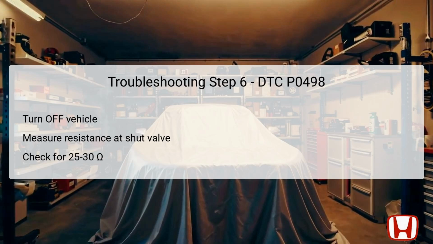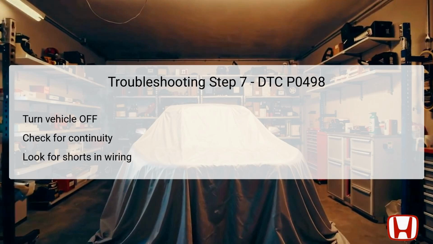If the resistance falls within this range, it confirms that the valve itself is functioning correctly, and the technician can move to the next diagnostic step. Failure to meet this resistance value indicates that the EVAP canister vent shut valve may be faulty and should be replaced to resolve the P0498 issue.